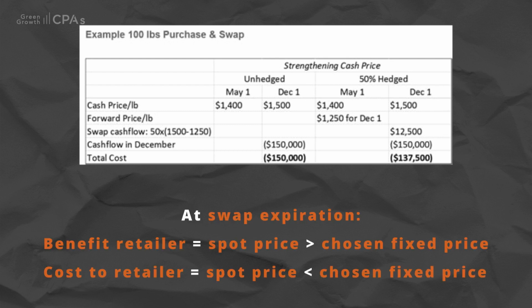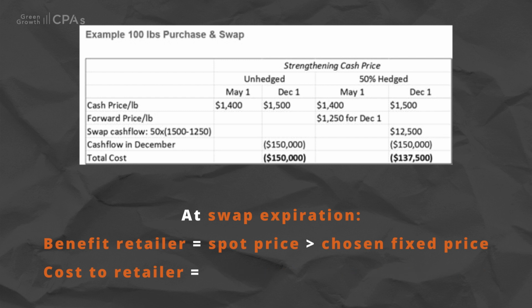This swap position will benefit the retailer if the spot price is above the chosen fixed price at the expiration of the swap. However, the swap will also be a cost to the retailer if the spot price benchmark is below the chosen fixed price at expiration. As a result, the swap locks in the net price the retailer will pay in December for the quantity covered by the swap.